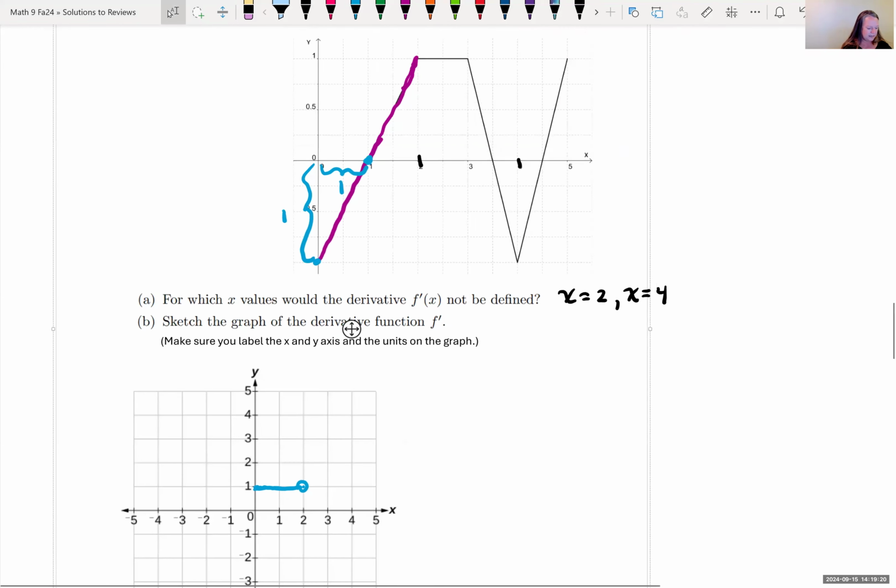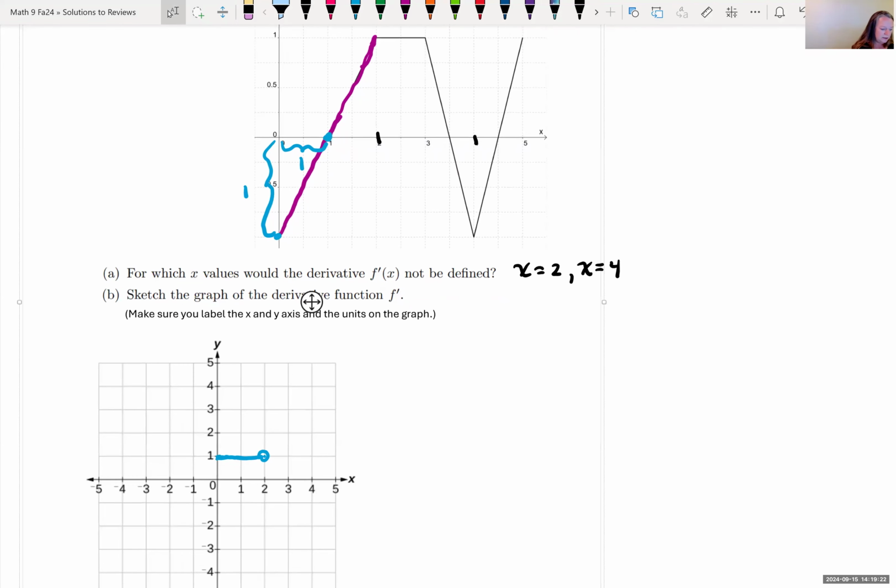Now looking from x equals 2 to 3, my slope in here is 0. So from 2 to 3, my slope is always 0. So I have this line segment from 2 to 3.